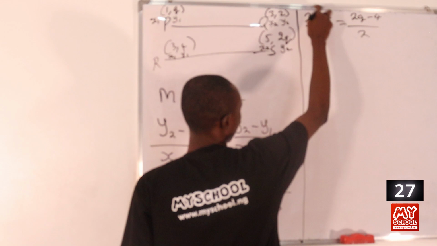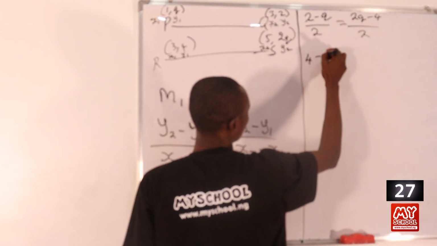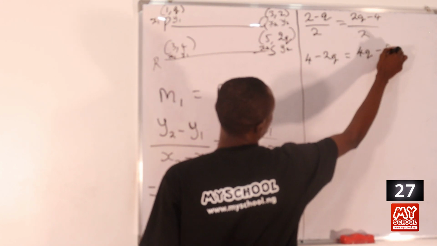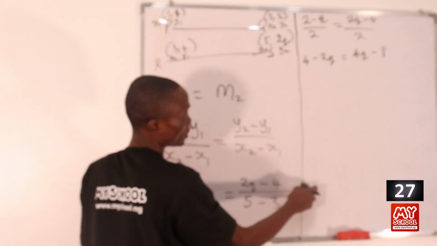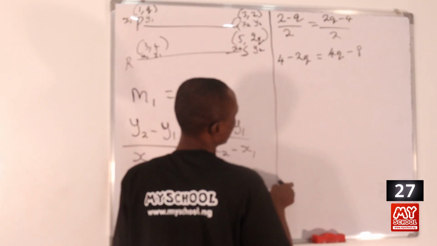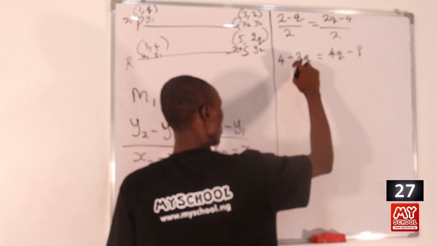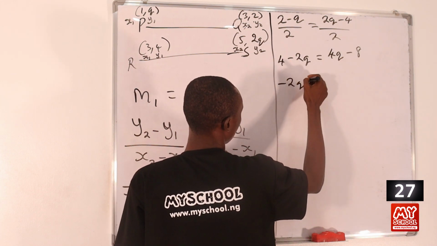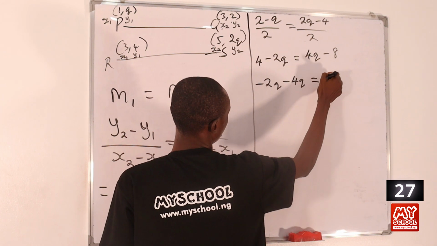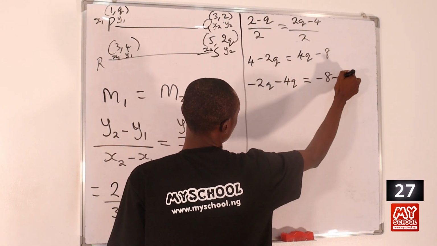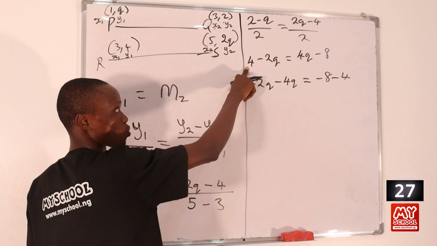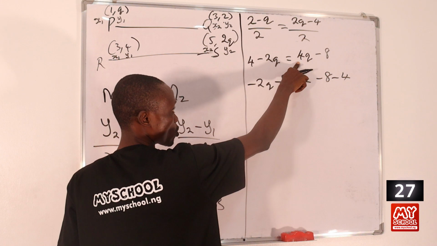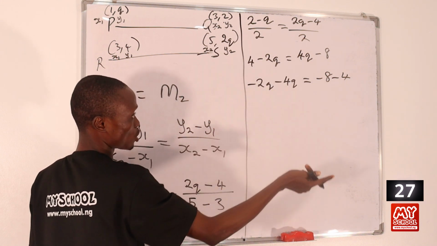If we cross multiply this, we'll be having 4 minus 2q is equals to 4q minus 8. Now we can collect like terms. We can decide to move this 4q to this side and move this 4 to the other side. So here we'll be having minus 2q minus 4q is equals to minus 8, then minus 4. Remember, this 4 is positive, so once it crosses the equal to sign, it's going to change to minus. The same thing with 4q, once it crosses the equal to sign, it's going to change to minus.